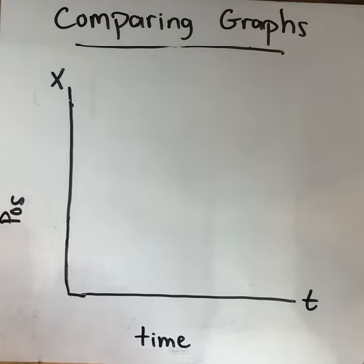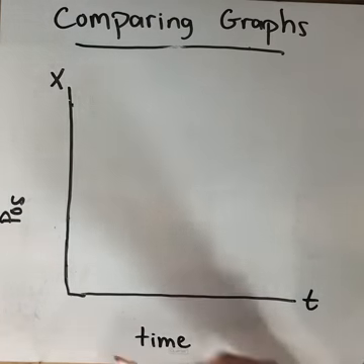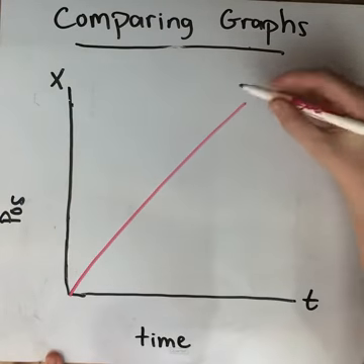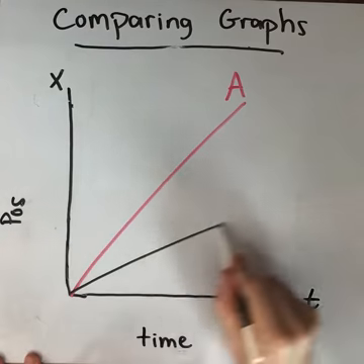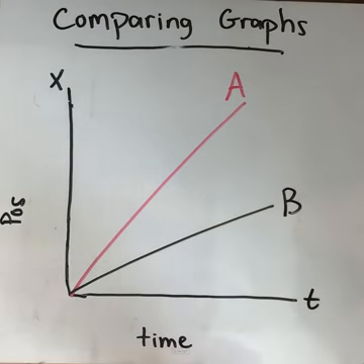We're going to look at some examples now of comparing two graphs to each other. It's very common to see questions where you're given a graph that has two lines and then you're asked how the lines are similar or different. So here's an example. We're going to call this object A and this object B. And you might be asked, how is the motion of A and B different?